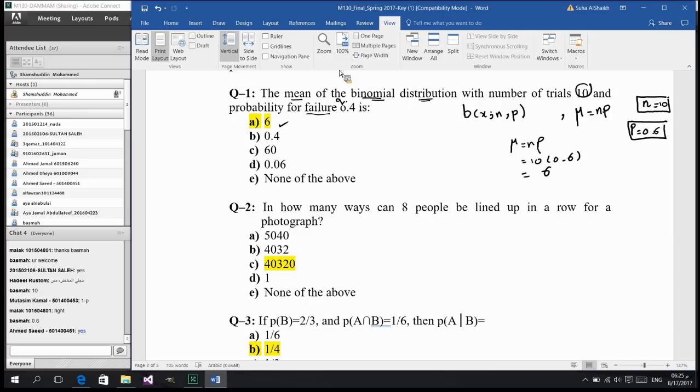So what if they ask about the standard deviation? What if they ask about the variance? Again, we have rules for that. We have a rule for variance. This is a rule, Samer. Of course this is a rule. This is from chapter 5.